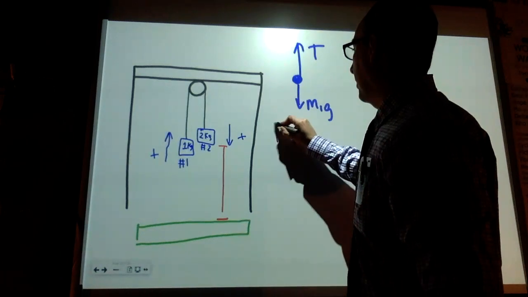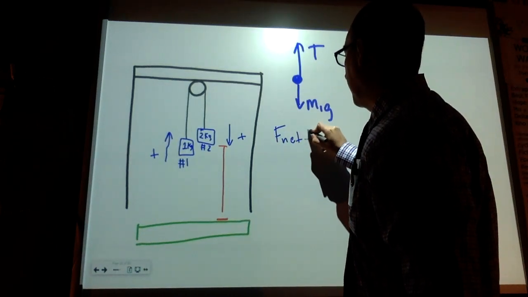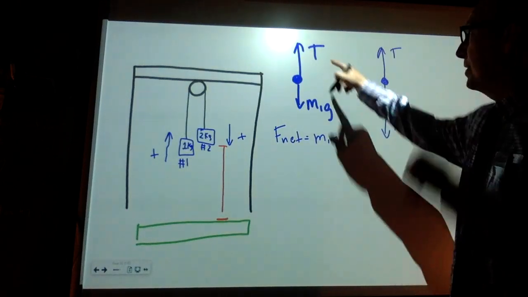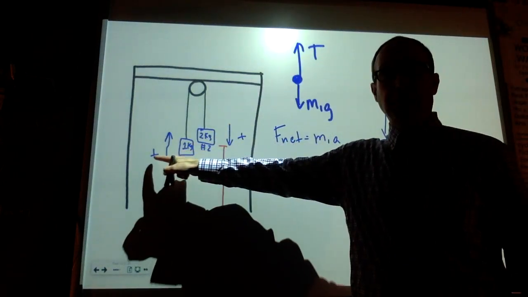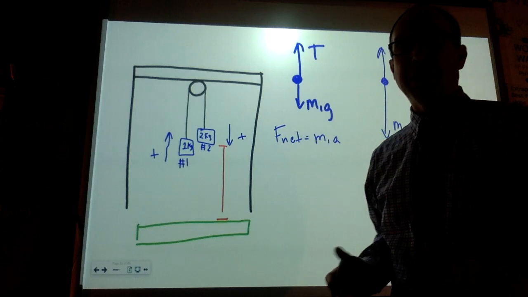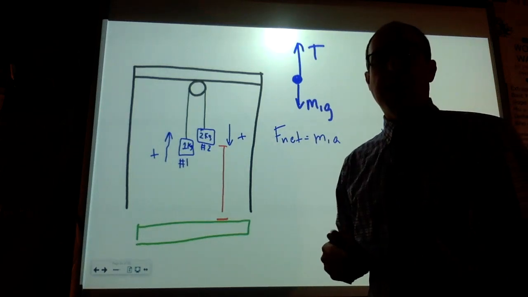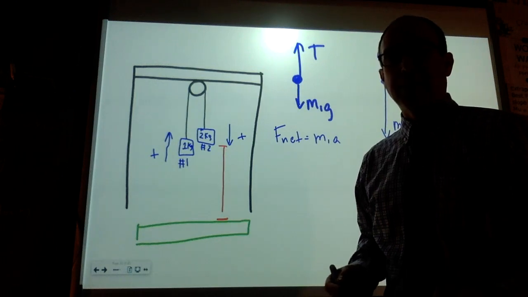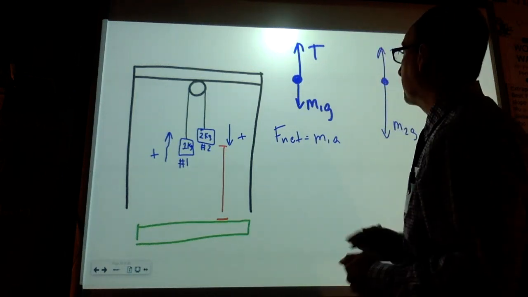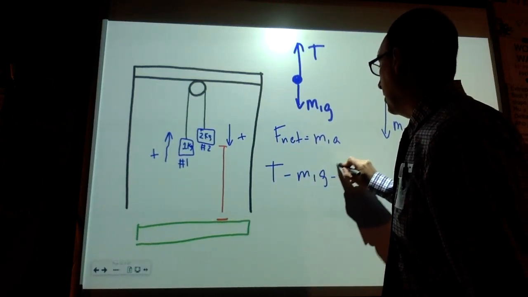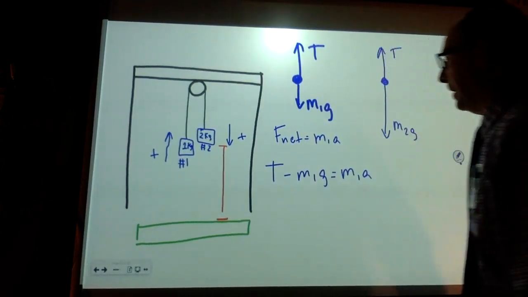So for this one, I'm going to have F net equals M1A, and then I'm going to take T to be my positive direction because that's my direction of motion. That's what I think is going to happen when these go. And yours are going to be much closer masses. They're barely going to move. That's the advantage of having an Atwood machine. So this is going to be T minus M1G equals M1A.